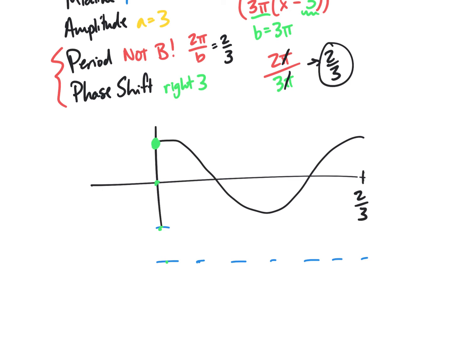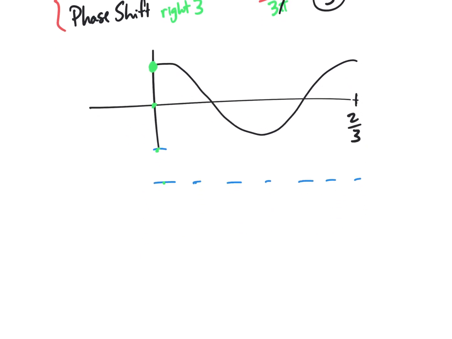So the starting value is actually going to be the same. It's just that we're sort of oscillating between 1 and -5. So 1, 2, 3, 4, -5, sorry. Okay, so between 0 and 2/3, we're going to go down here and back up, hitting the midline right in the middle. So it's going to look something like this.